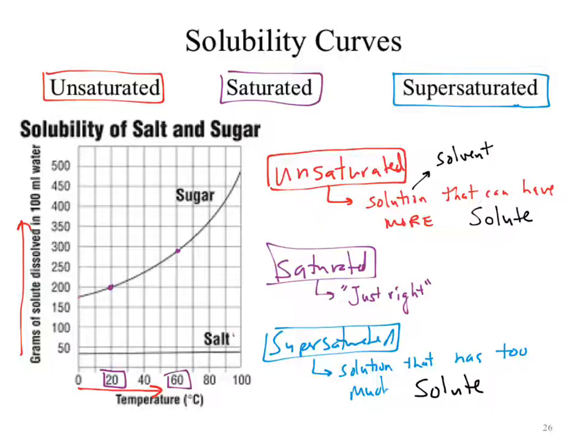Where's our saturated part of this drawing? It is the line. That is our saturation limit. Where are we unsaturated? When we're below that line. Where are we supersaturated? Above the line. We can use this curve to show or potentially get things to crystallize.